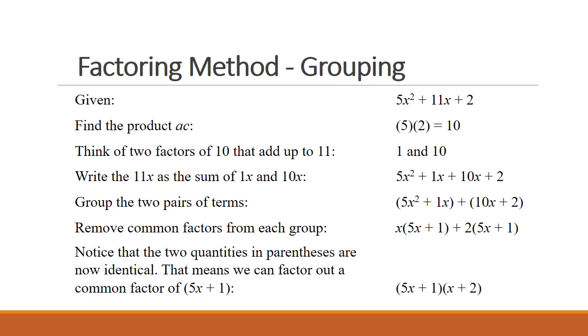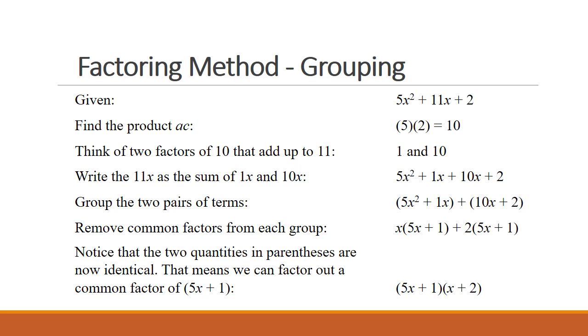Now what we're going to do is write 11x as 1x plus 10x, so we're splitting it up. So you can see we've got 5x squared plus 1x plus 10x plus 2. Then we're going to group into two pairs of terms. We're going to split this right down the middle. We're going to group the 5x squared plus 1x together and the 10x plus 2 together. Then for each parenthesis, you're going to factor out a common factor. For the first parenthesis, that's going to be x, and for the second, that will be 2.